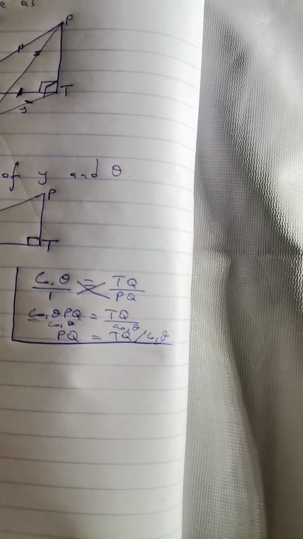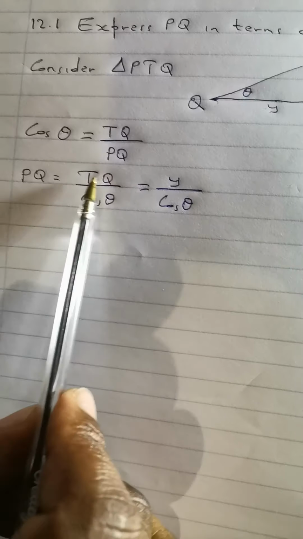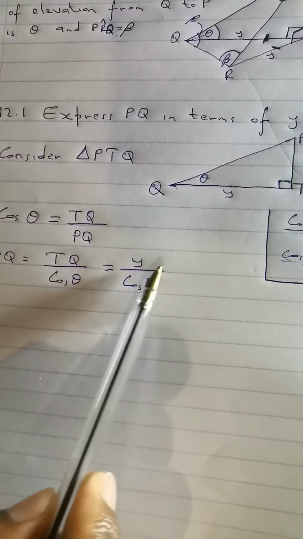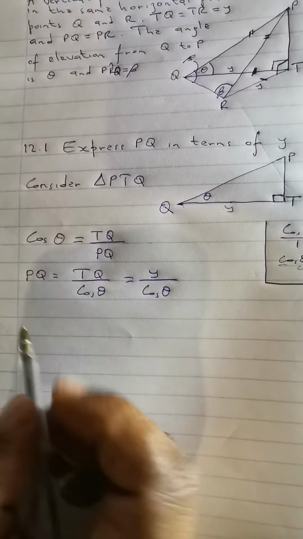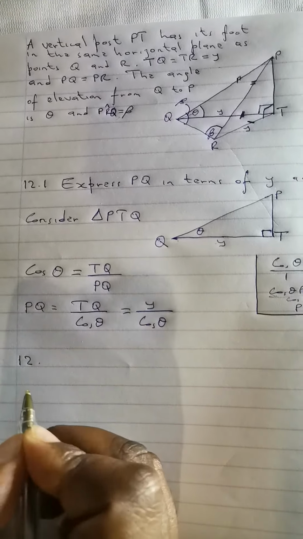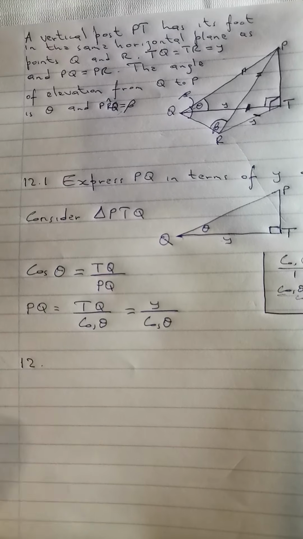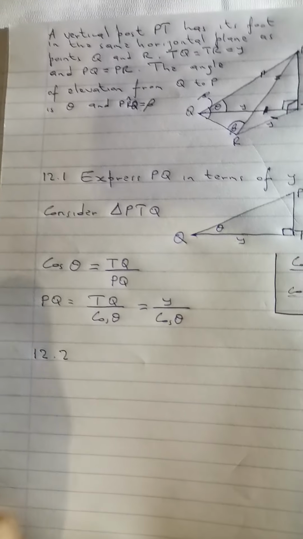So this is how we ended up having PQ equals TQ over cos theta, and we recalled that TQ is equal to y units. So that's 12.1. So you must always bear in mind that 12.1 will most likely lead you to the next question, which is 12.2.